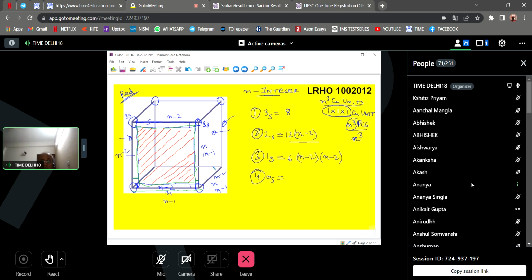क्या किया मैंने? I've removed all the faces that had paint. I removed the top layer of all the faces that had paint. So बचा क्या है यहाँ पे? बचा है n minus 2 into n minus 2 into n minus 2. So many smaller cubes are left with me that have no paint on them. Yes, anyone, any doubt?